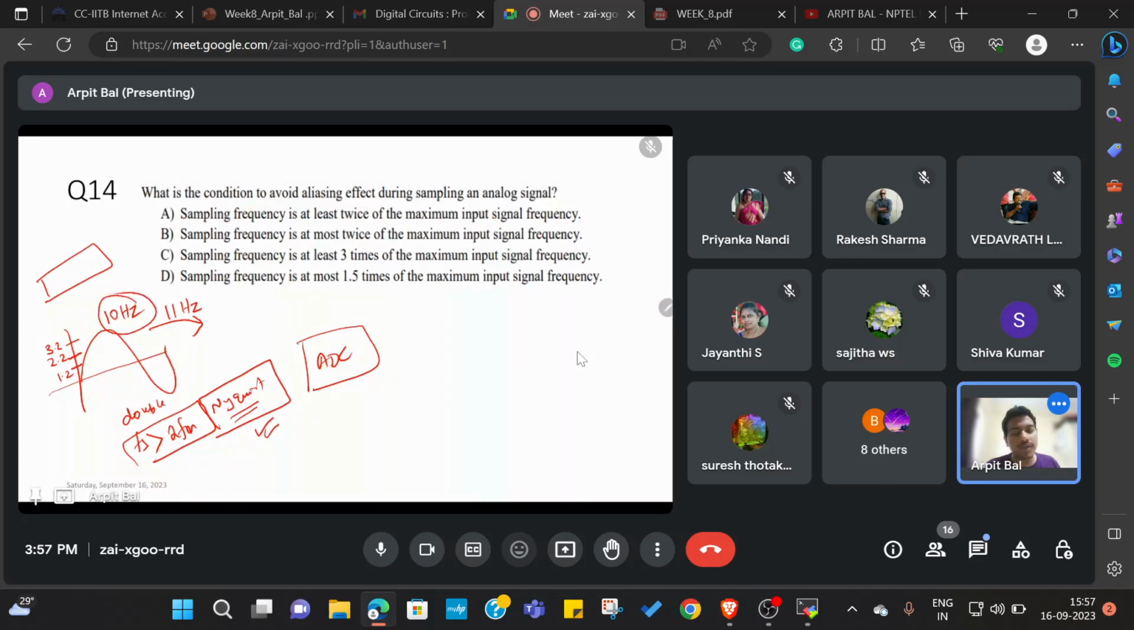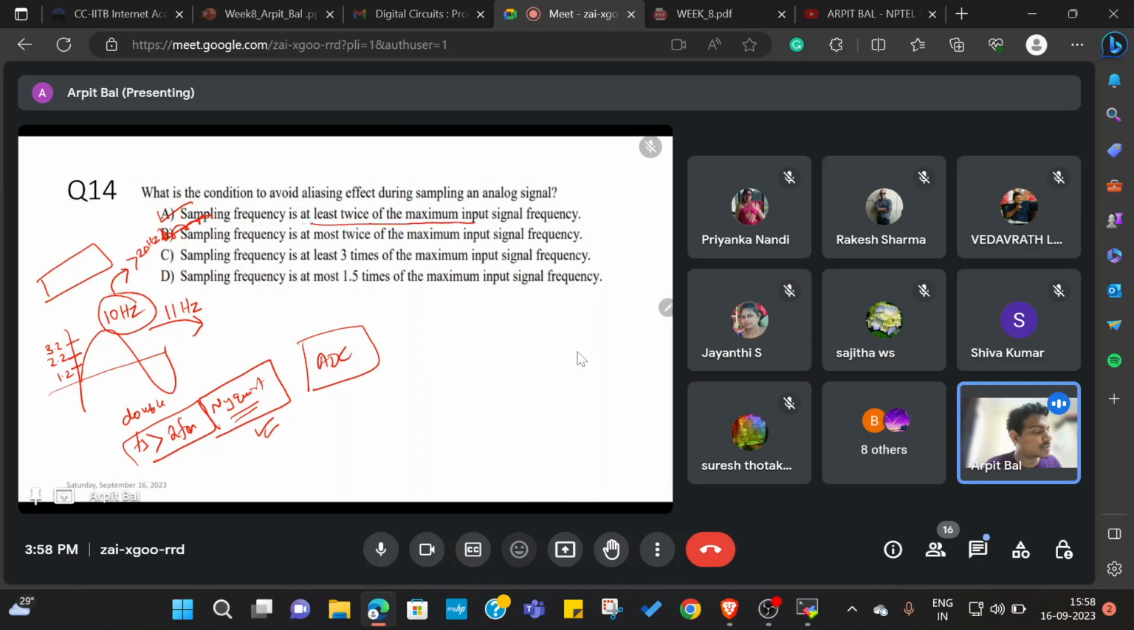So if I say that the maximum frequency component is 10 Hz, then the sampling frequency should be greater than 20 Hz. Correct. Okay, so option B is correct. Oh, sorry, if this is "at least", option A is correct: at least twice the maximum input signal frequency. Can the sampling frequency be 5 times the maximum signal frequency? Yeah. Okay, but it is related to bandwidth. Right, so it can be anything, but at least it should be twice.